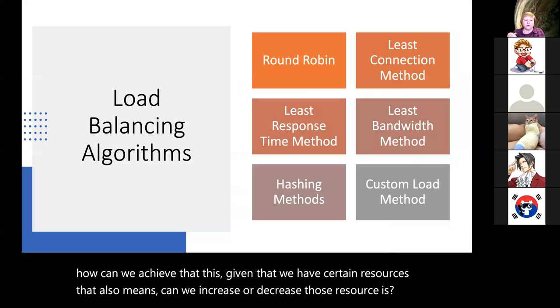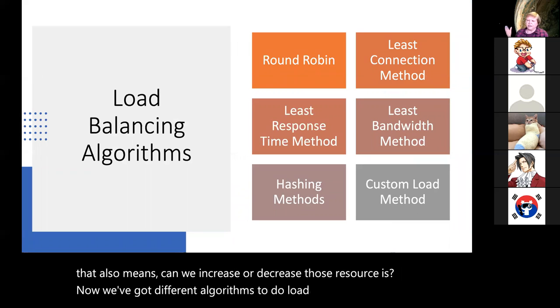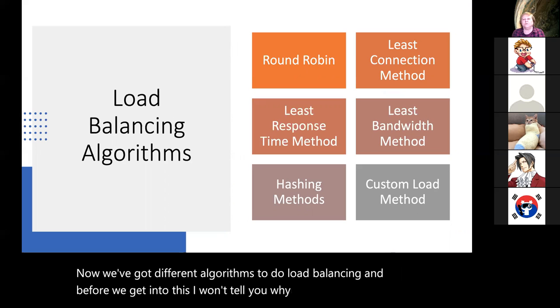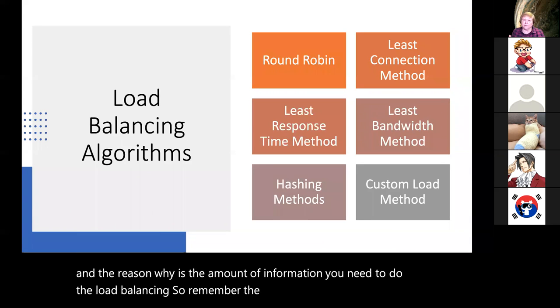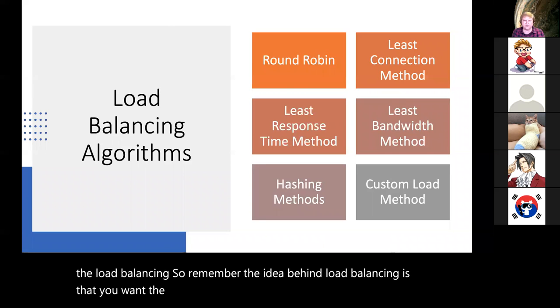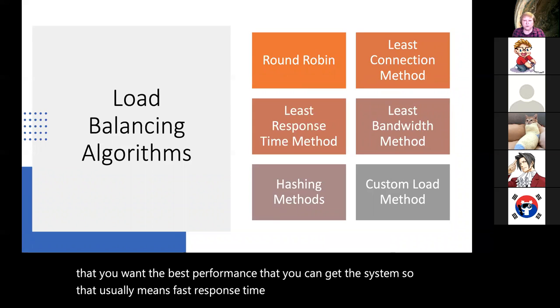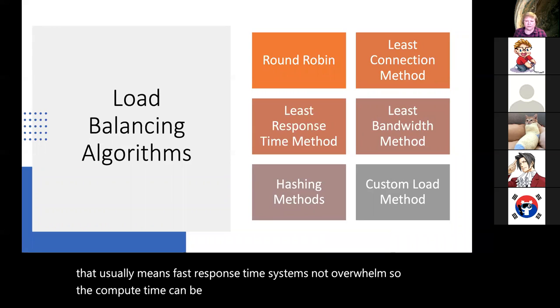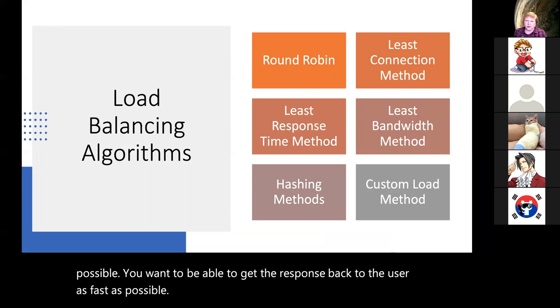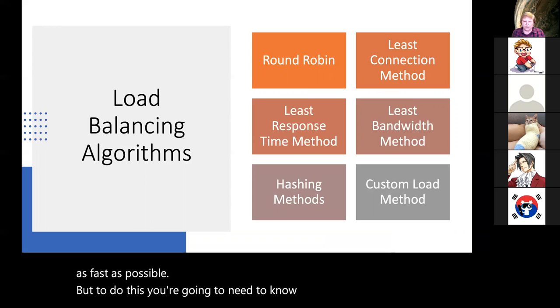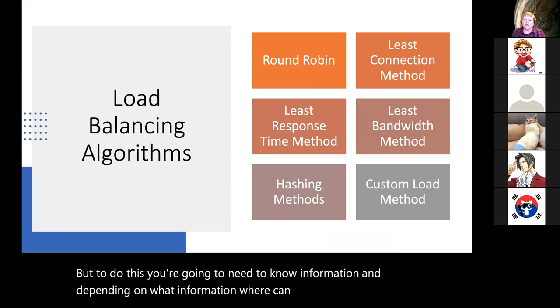Now, we've got different algorithms to do load balancing. And before we get into this, I want to tell you why there's different ones. And the reason why is the amount of information you need to do the load balancing. So remember, the idea behind load balancing is that you want the best performance that you can get of the system. So that usually means fast response time, systems not overwhelmed so that the compute time can be as minimal as possible, like can work as fast as possible. You want to be able to get the response back to the user as fast as possible. But to do this, you're going to need to know information. And depending on what information you know or can get, then you have to choose different algorithms.